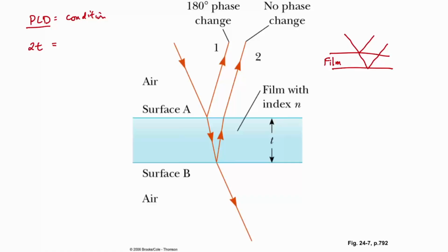What are the conditions? Hint, they're the same as the double slit. What two things do we want these waves to do? We either want them to constructively interfere or destructively interfere. So the condition can be either m lambda or m plus a half lambda. And here's where the complexity comes in. Those do not mean what you think they mean.